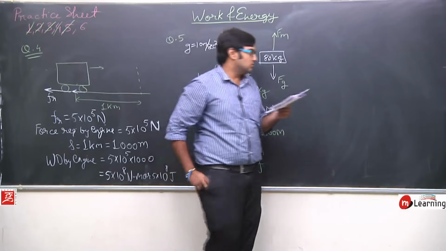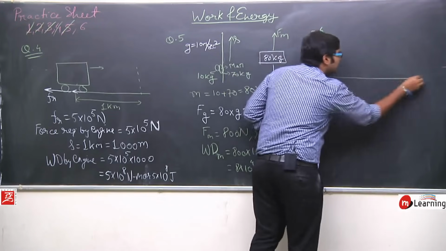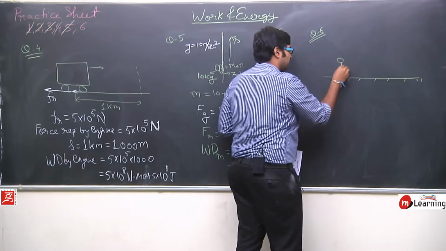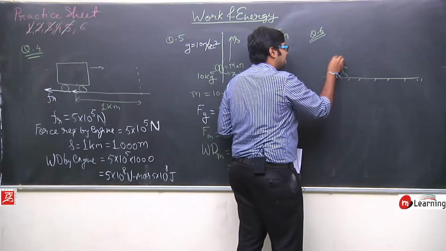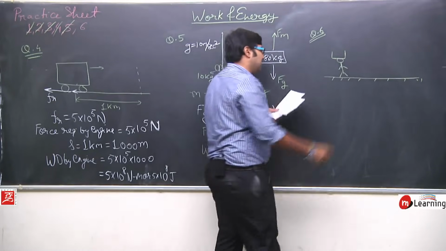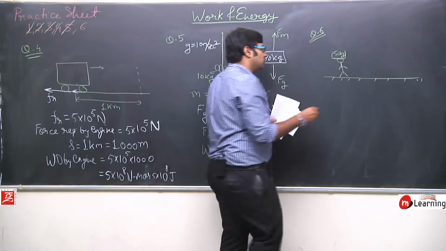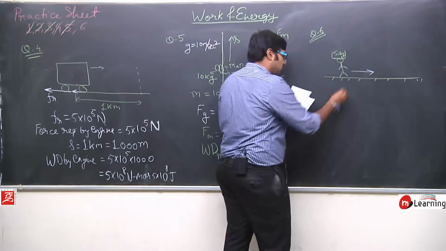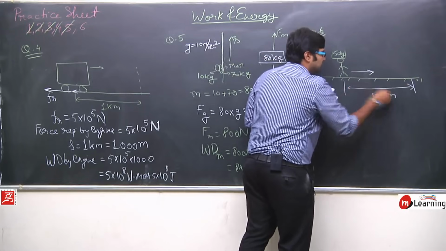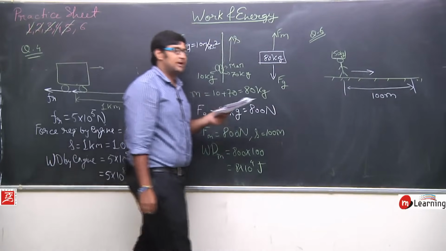So let's try to sketch the situation. On a level road, there is a coolie, and he is carrying a load on his head. So this is a coolie, and the coolie is carrying 50 kg on his head, and is trying to move in this direction, and he moved 100 meters on this horizontal road. So we need to calculate what is the work done by this man.